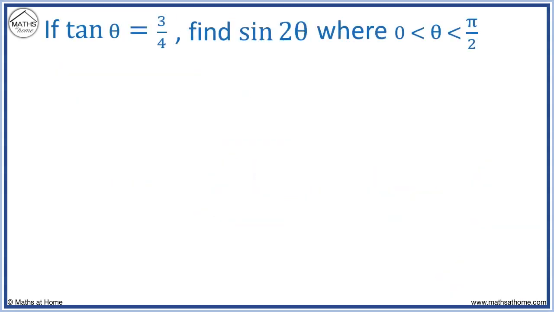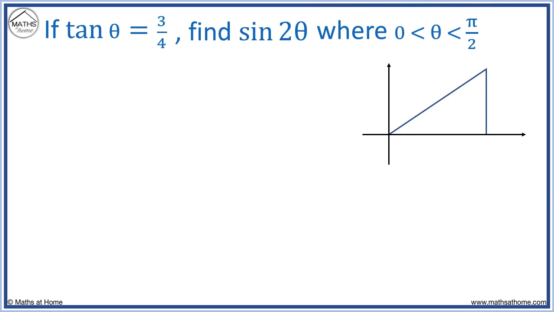If tan theta equals 3/4, find sine 2 theta, where theta is between 0 and pi/2. This time we have tan but need sine. We first find sine theta and cos theta. We draw a triangle to represent this angle. For angles between 0 and pi/2, the triangle is here.